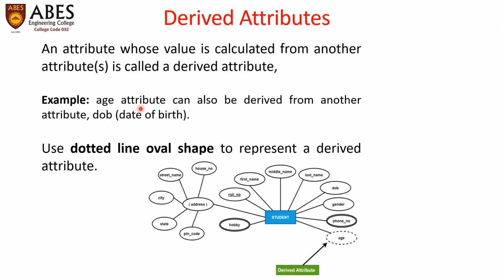I know the current date, that today is so and so date, and I know the DOB of that particular student, so I can calculate the age. So age is said to be a derived attribute because I can actually calculate it from another attribute, that is DOB. This derived attribute is represented in the ER diagram with the help of a dotted oval. You can see here, this is represented with the help of a dotted oval.